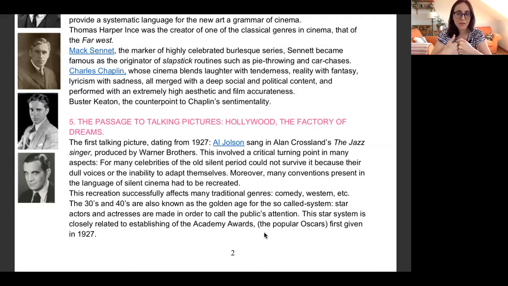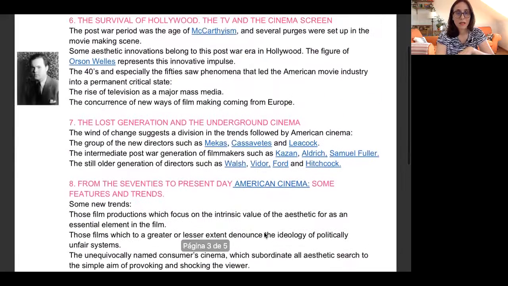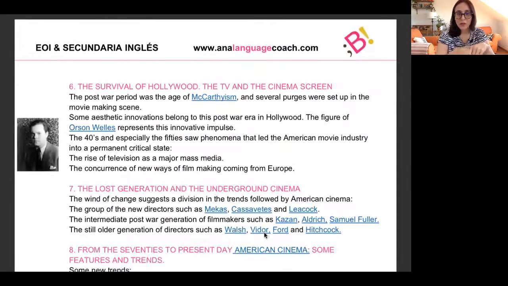This star system is closely related to the establishing of the Academy Awards, the popular Oscars, first given in 1927. Then the survival of Hollywood, the TV and the cinema screen. The post-war period was the age of McCarthyism.